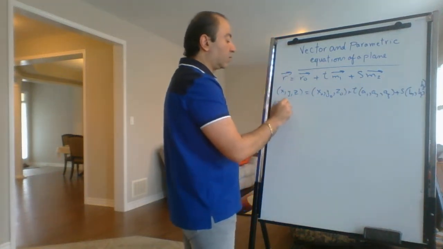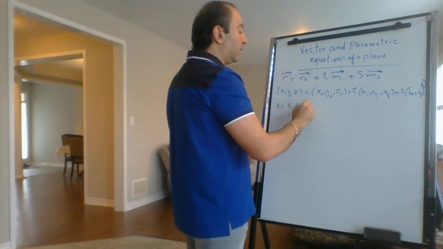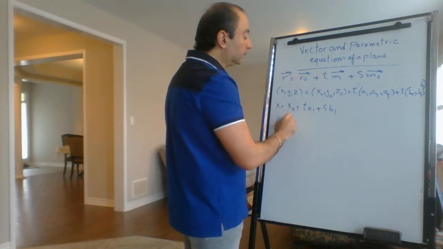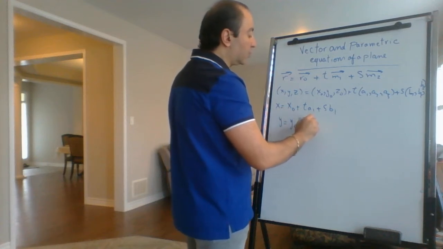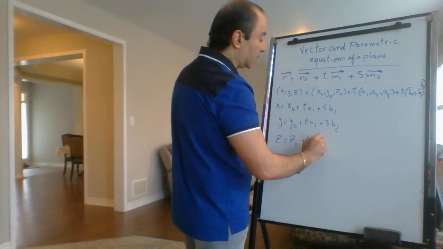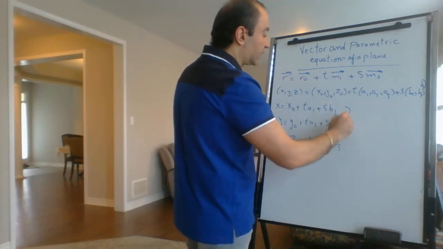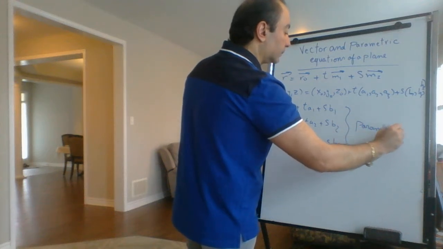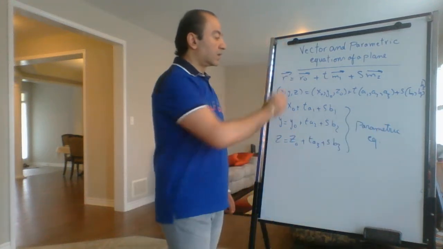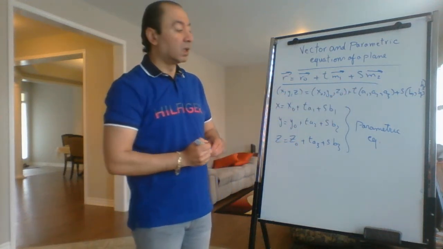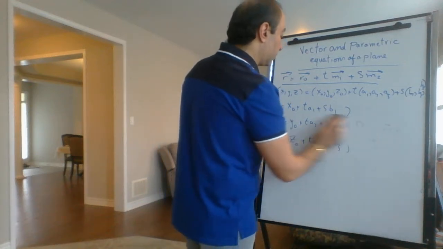We can separate those. So I can say x equals x sub 0 plus t a1 plus s b1. Y will equal y sub 0 plus t a2 plus s b2. Z equals z sub 0 plus t a3 plus s b3. And this is the parametric equation. So this is the vector equation. This is the parametric equation. Okay. Now let us have some examples.